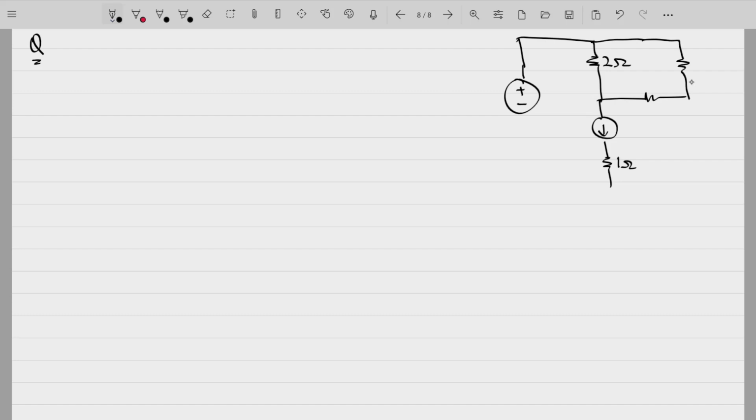So let's do one more problem. We have an 8-volt source connected to a 2 ohm resistance. You have a current source here, you have a 1 ohm resistance here, you have a 4 ohm resistance here, a 2 ohm resistance here, 4 ohms, 2 ohms, 8 ohms.